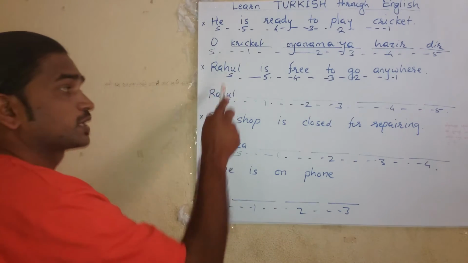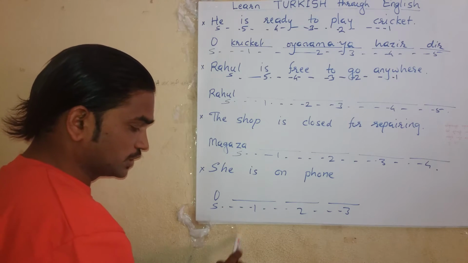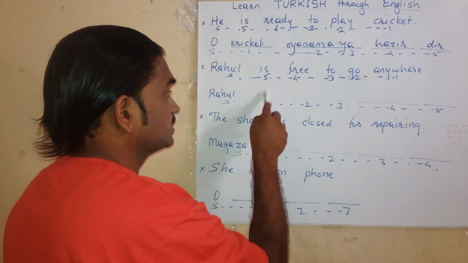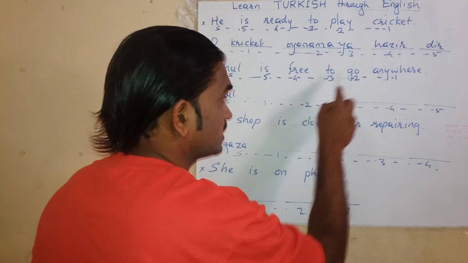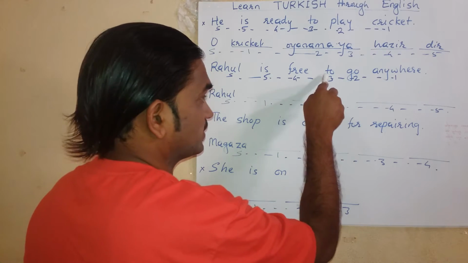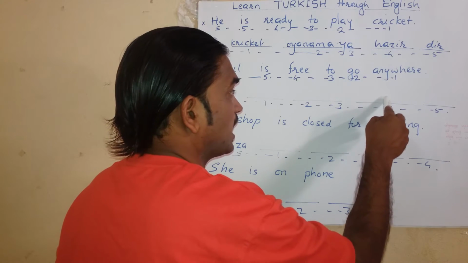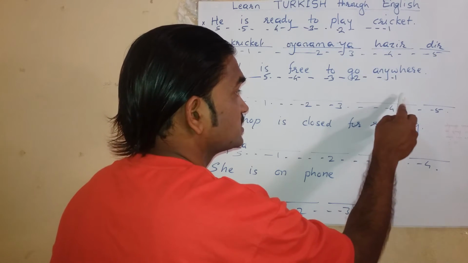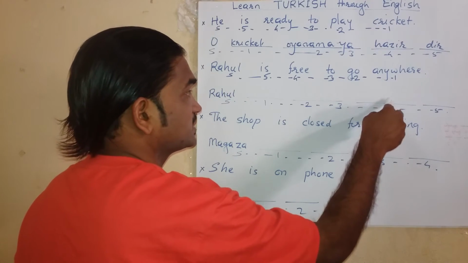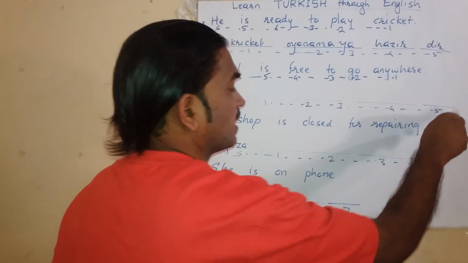First you should write the word for Rahul. Start typing in the comment box Rahul, R-A-H-U-L. Then the word for anywhere is ere. The word for go is git. For to, gitmek. Then the word for free is ücretsiz, U-C-R-E-T, ücretsiz, S-I-Z. Ücretsiz dir, D-I-R.